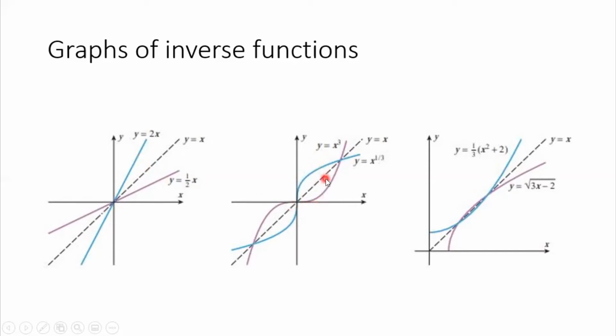Another graph is y is equal to x cubed. We know that the graph of y is equal to x cubed is a reflection of the graph of y is equal to x raised to 1/3 about the line y is equal to x, since we have already discussed and shown that these two are inverse functions. So we clearly see that the two functions are inverse functions, because this one is just a reflection of this graph with respect to y is equal to x.